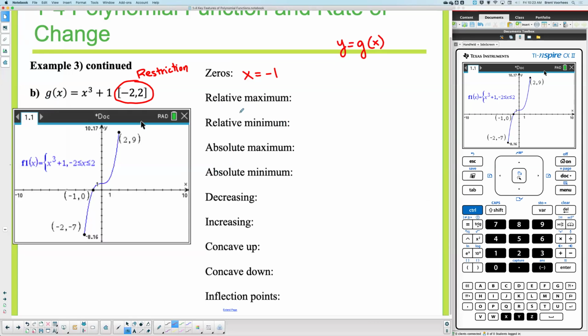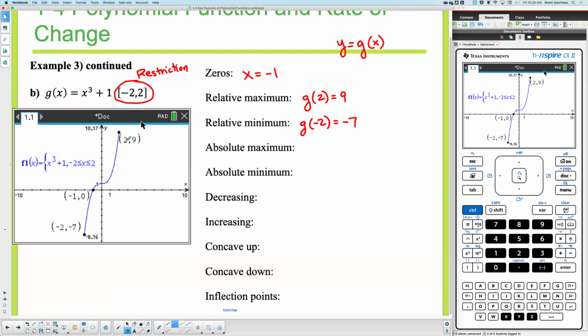So maximum, how many maximums do you see in this graph? 1. There it is. So we'll say g of 2 equals 9. What minimum do you see on this graph? Just this one. g of -2 equals -7.